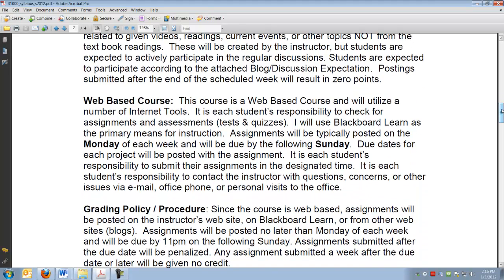This course is web-based, and we utilize a number of internet tools. As mentioned, I use Blackboard Learn as a primary means for instruction. Typically, I'll give you assignments on Monday, and then they are due the following Sunday. Some assignments will be maybe a little longer than a week, but that's the typical routine, and I typically will send an email feedback on Monday at some point.